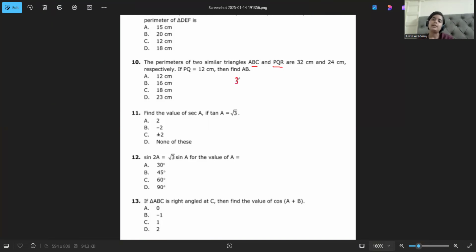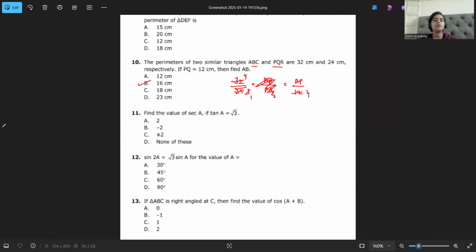So we can say 32 by 24 would be equal to, first we write AB by PQ. Now we have to find AB here, but PQ is given 12. If I don't consider this middle expression, here we have 8 4s are 32 and 8 3s are 24, 3 1s are 3 and 3 4s are 12. Now I cross multiply, 4 4s are 16. So AB is 16, option number B.